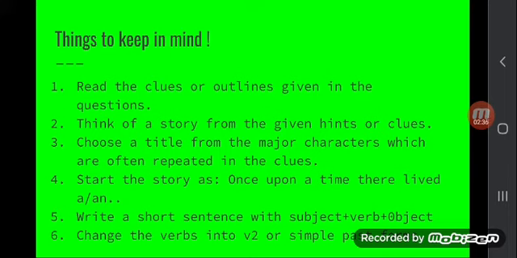Okay, write a short sentence with subject, verb plus object. Keep in mind, always you have to start sentence with the subject plus verb plus object. This is a very basic idea.